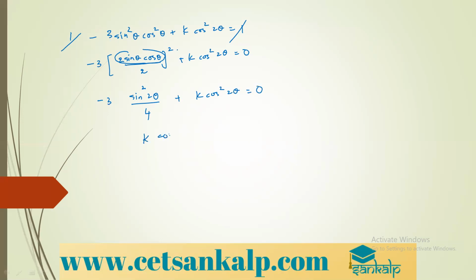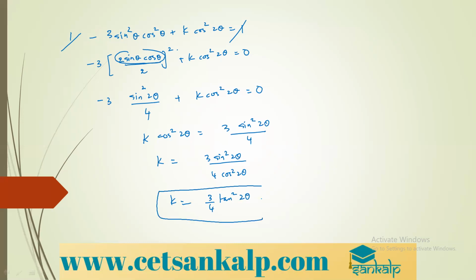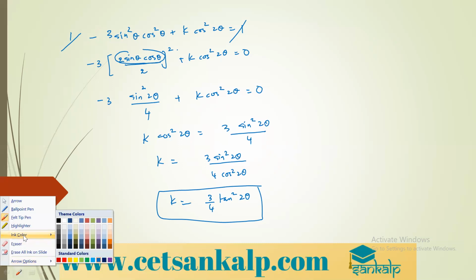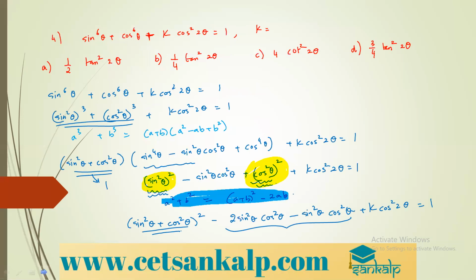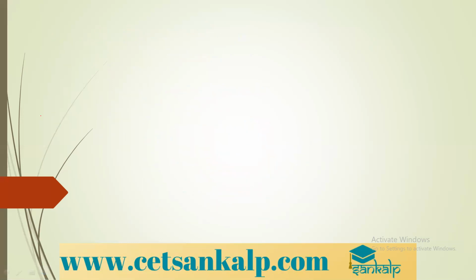So I can write k cos square 2 theta equal to 3 sine square 2 theta by 4, or k equal to 3 sine square 2 theta by 4 cos square 2 theta. That means k equal to 3 by 4 tan square 2 theta. This is how we can take option 4 as the answer. So we have done question number 4. Next we can go to question number 5.